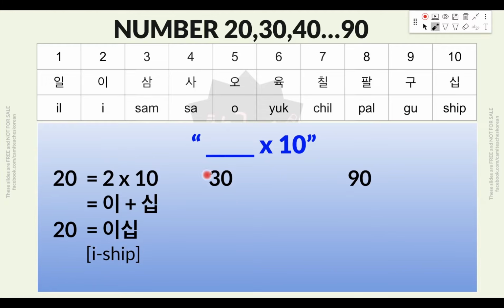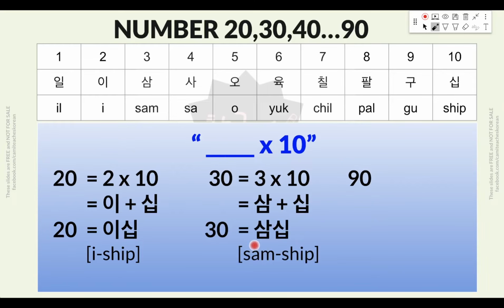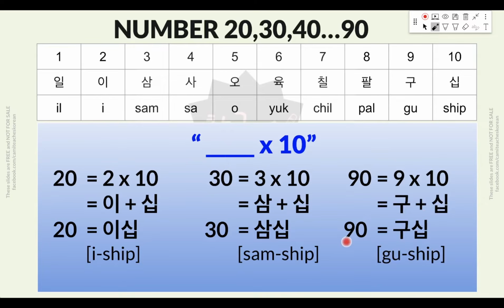When we go to number 30, ganyan lang din. Number times 10. So, 3 times 10, sum ship. Sum ship lang po ang 30. Oh, so easy. Madali naman siya, no? So, let's try our last example po, yung 90. Ganyan lang din, digit times 10. So, 9 times 10, gu plus ship. Gu ship 90. So, gu 9, 10, ship, gu ship 90.